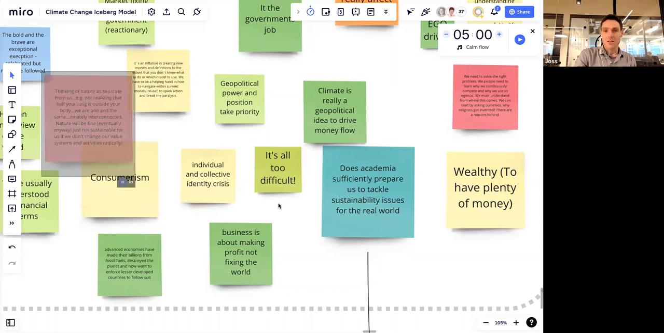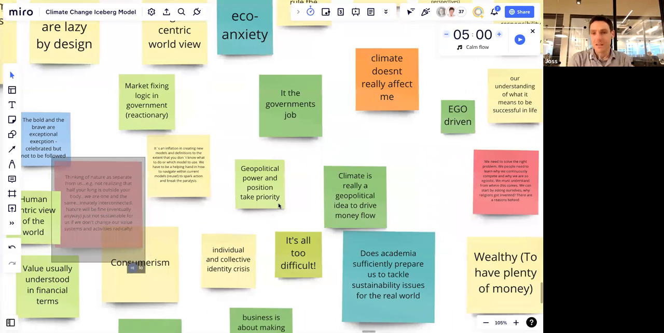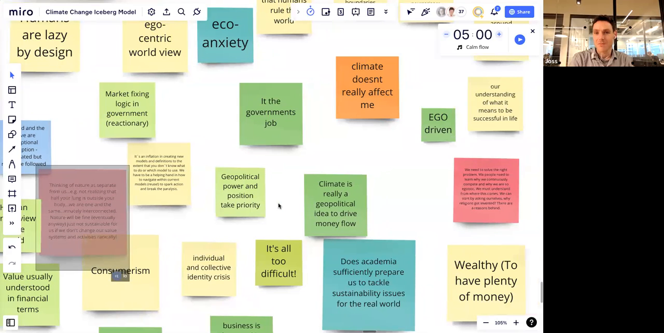Now, these are great points here, I think. If the government, it's the government's job. Yeah, that's a good one. Deferring responsibility to the government because we can't deal with the complexity of the issue. Climate does not really affect me.